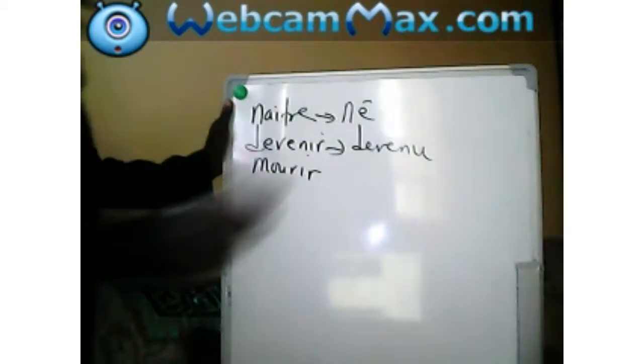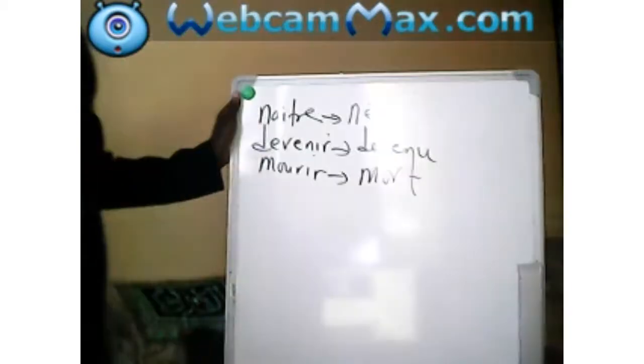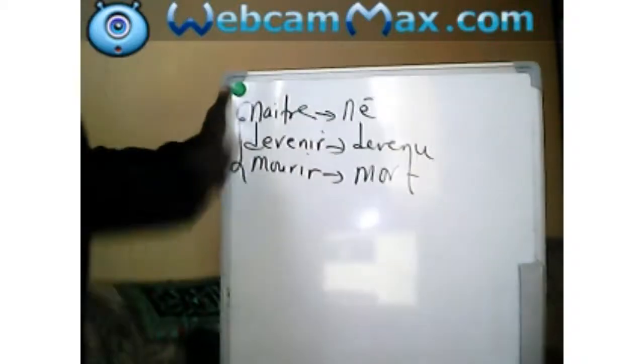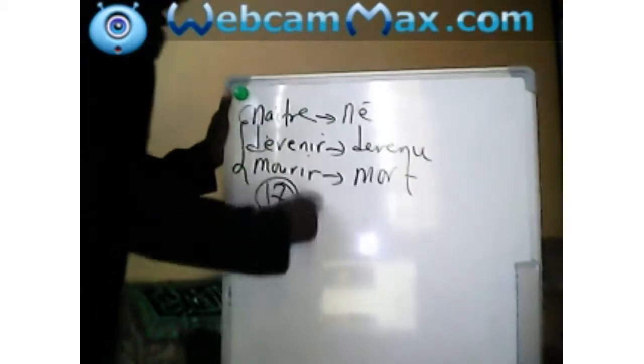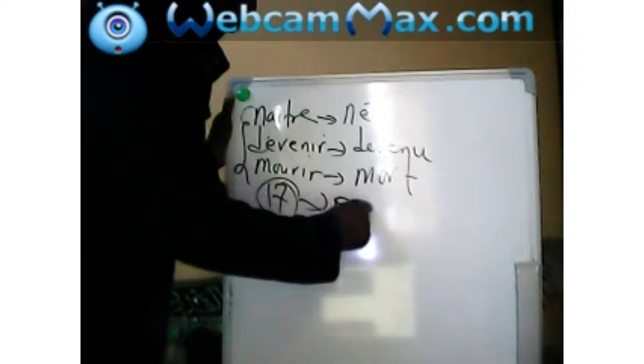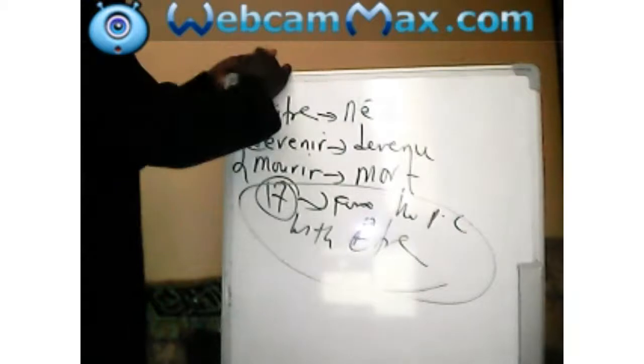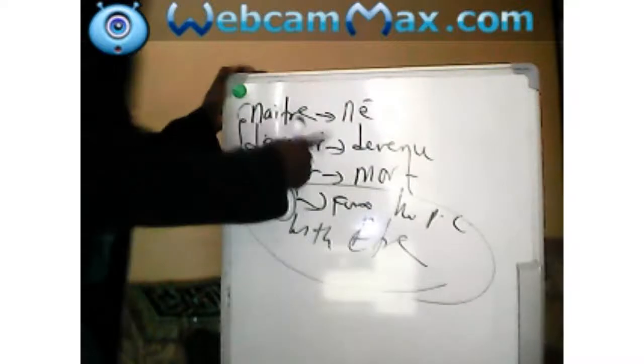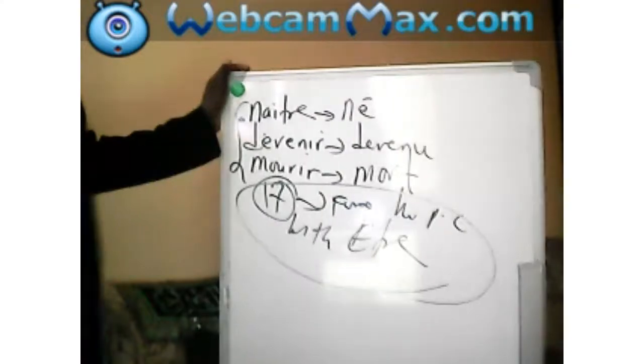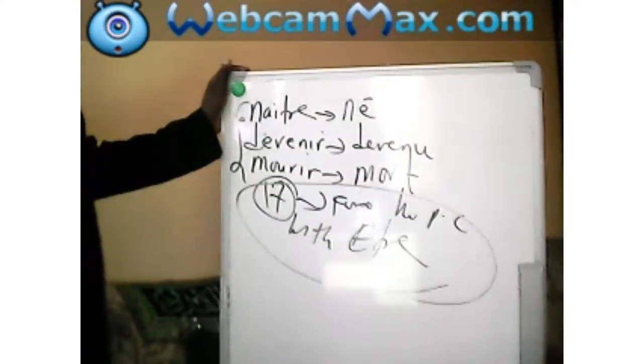So, ladies and gentlemen, apart from the 14 verbs I gave you, verbs of motion, add these three, making them 17. Those verbs form the passé composé with être. Please note that. Okay? Yes. So we say, je suis né, I was born. Je suis devenu professeur. I became a professor. I don't know what you want to become in your life. Maybe some of you want to become a manager. Je suis devenu un expert en français.